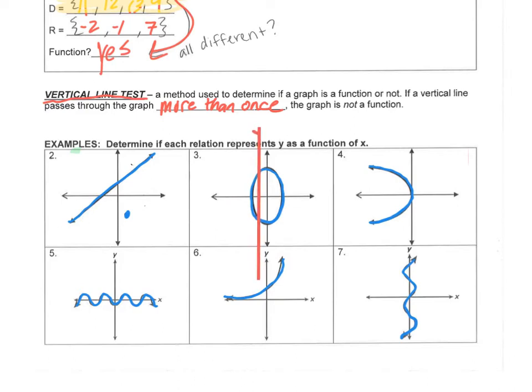Okay, so it's hitting twice. Can you see that it's hitting twice? It's hitting right here and right here. So that means it cannot be a function. So this is also a no.